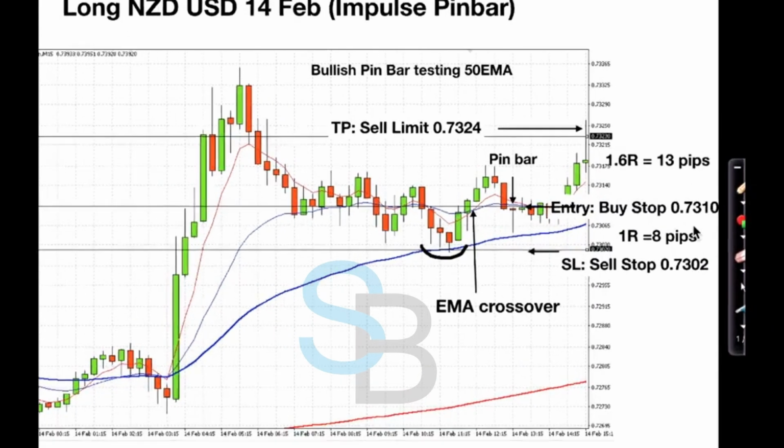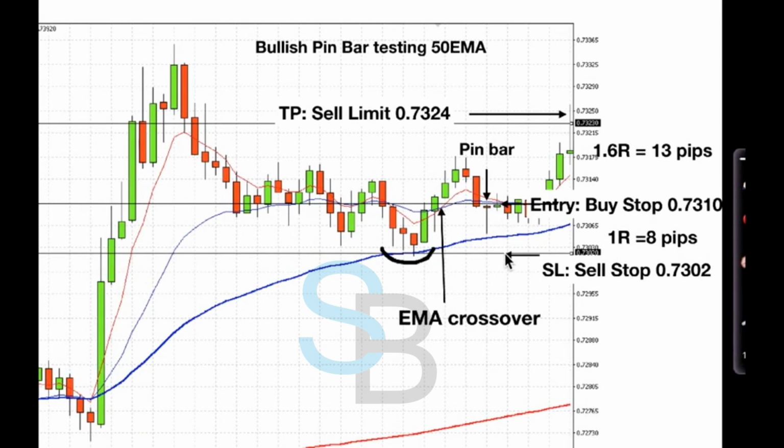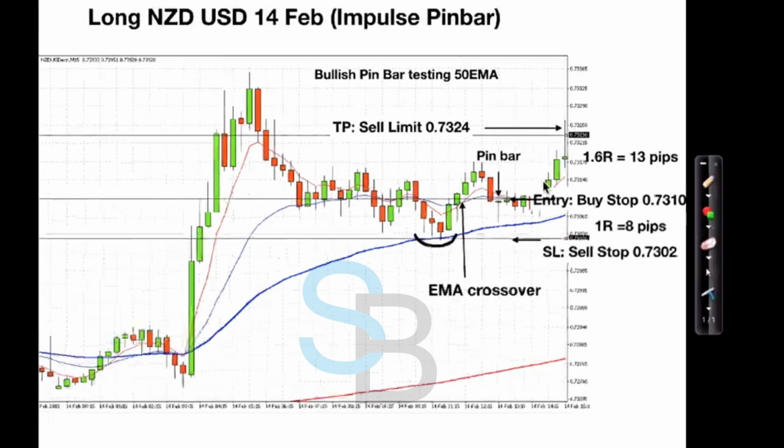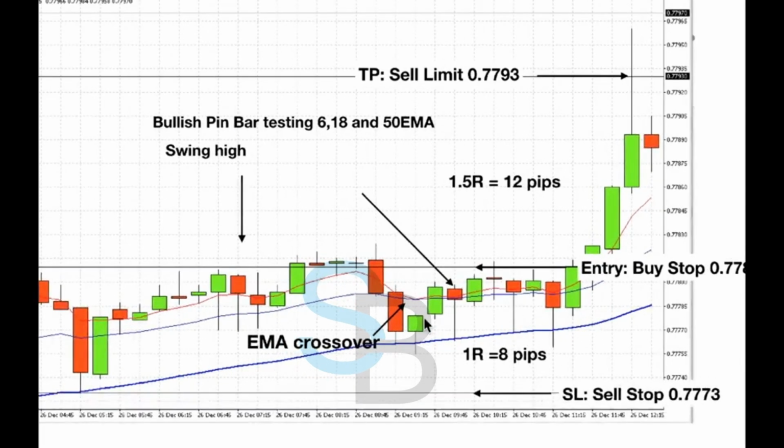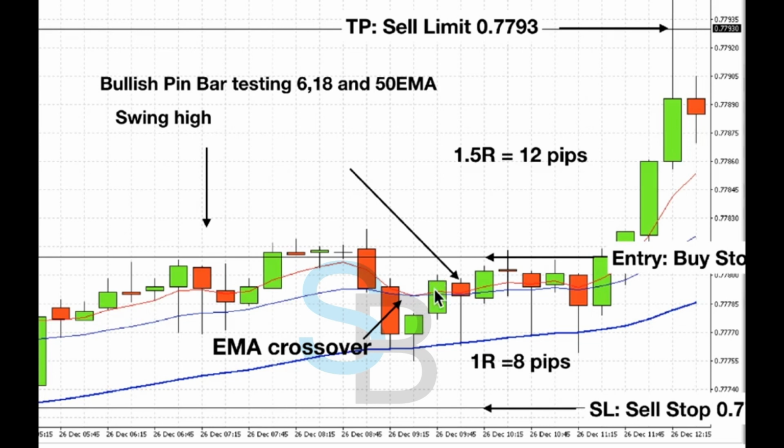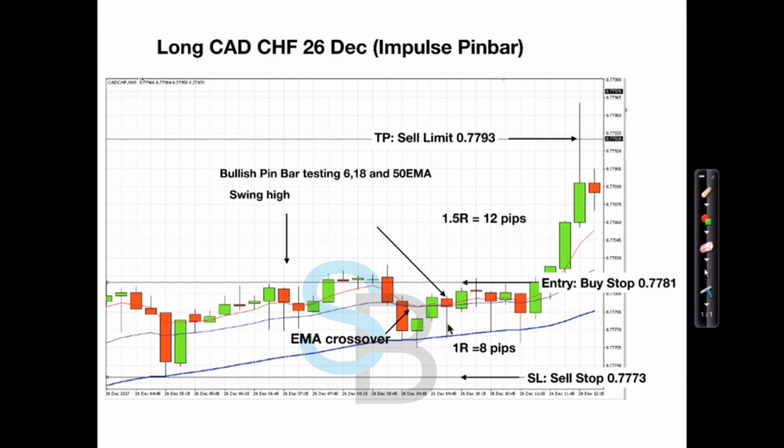So we have got our buy entry over there, right above the high, stop loss, 8 pips below, profit target, 13 pips above, and this was a nice winning trade on New Zealand dollar. Okay, another one. Again, you can see the 6 crossing above the 18, within 2 candles, we have got the pin bar that appears. Okay, and again, you can see the 50 was not broken. So again, buy order, stop loss, profit target, another winning trade.